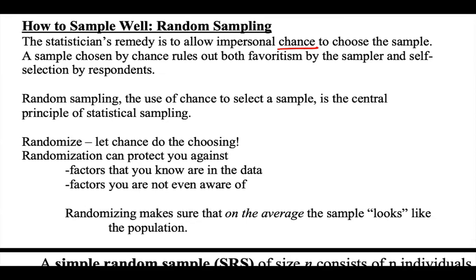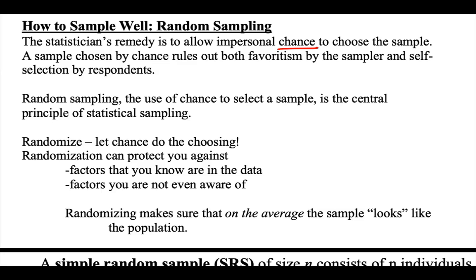Okay, we want to rule out favoritism, certain people we want to choose, whether it's consciously or subconsciously, you want to rule out favoritism of a certain group of people or people in general, and people specifically, and self-selection by the respondents. I shouldn't have a choice and you shouldn't have a choice about who's in the sample, okay? Because if I have a choice, it's not random. If you have a choice, it's not random, right?